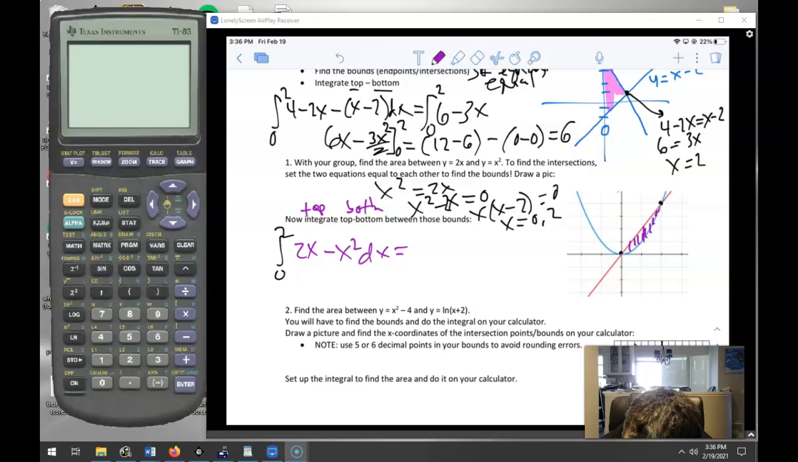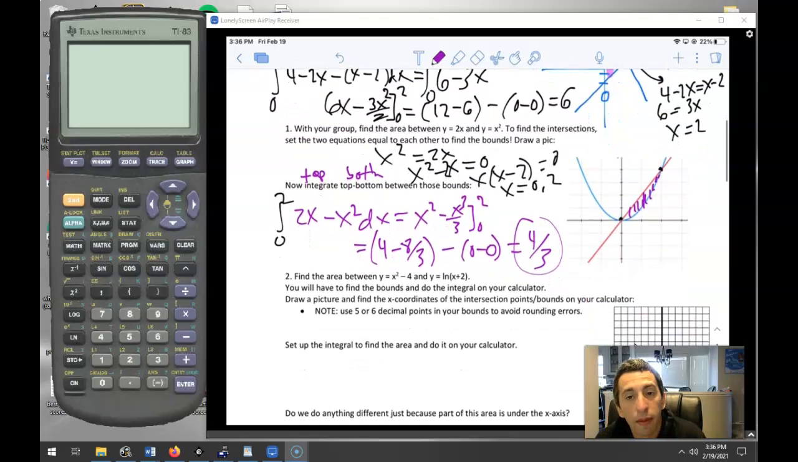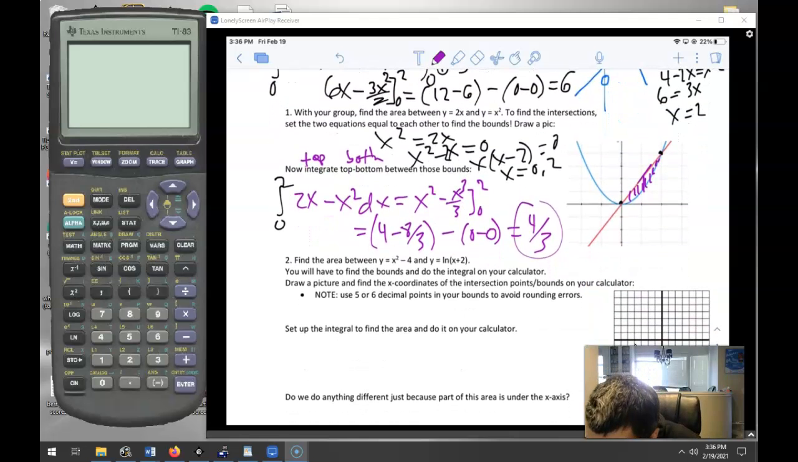So that's just going to be x squared minus x cubed divided by 3, going from 0 to 2. So when I plug that in, that is 4 minus 8/3 minus 0 minus 0. All right, that's 4/3 if you want, but you can leave it in the original form. So that tells us this purple area between the curves, that's what we're trying to find. Now let's get to a problem we have to do in our calculator.